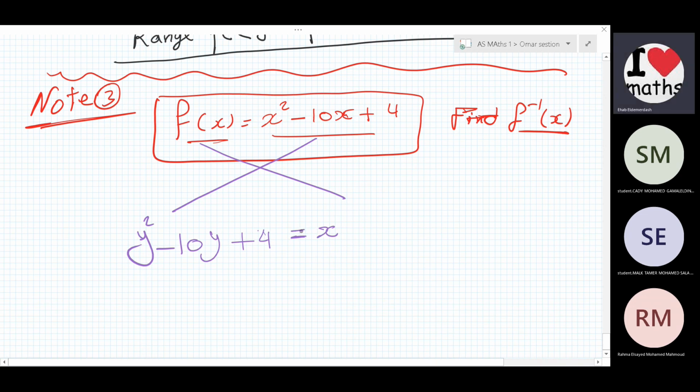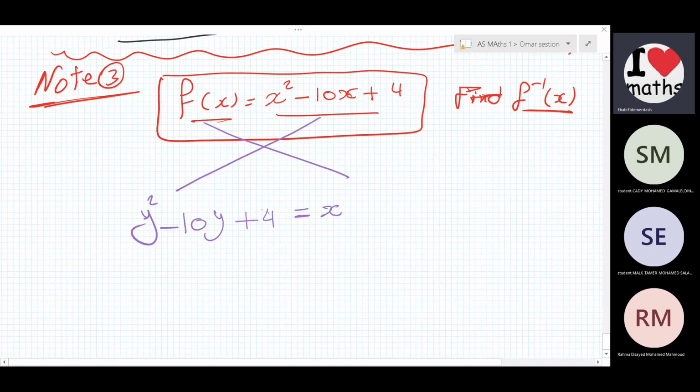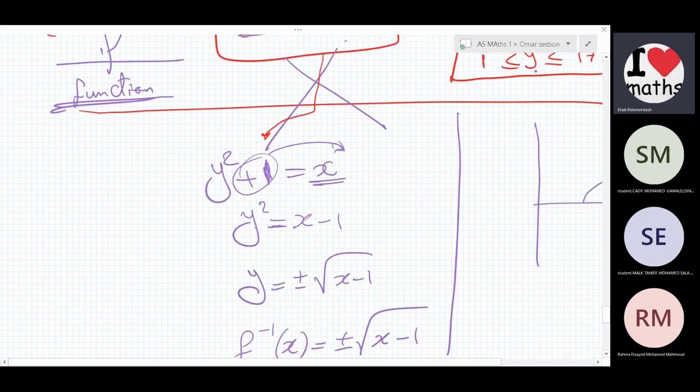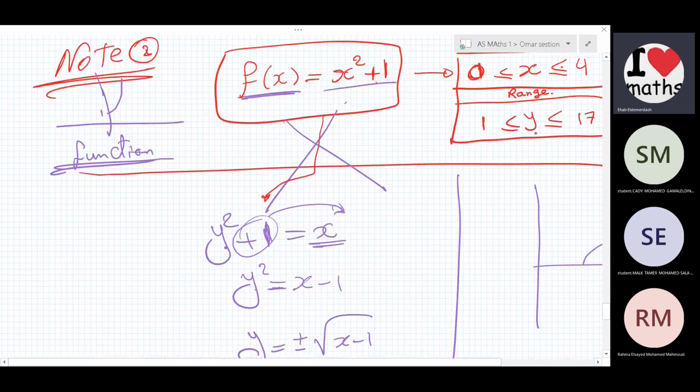So I did it this way: y squared minus 10y plus 4 is equal to x. I have this expression, and my mission is to make y the subject. If you look at one of the examples here, when we did the exchange, we replaced x by y and y by x. After that, finding y as the subject was easy. In this scenario it was easy.